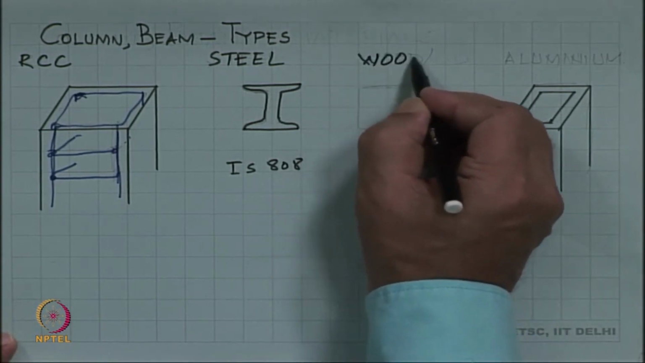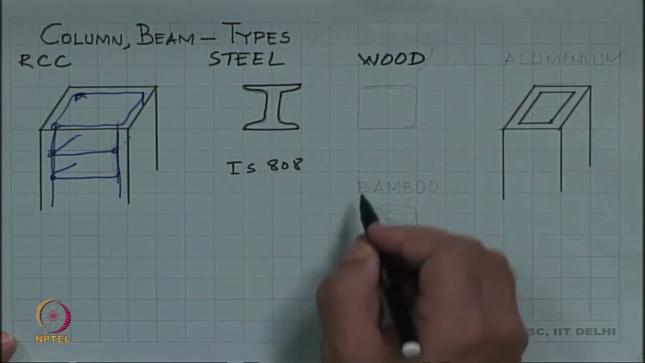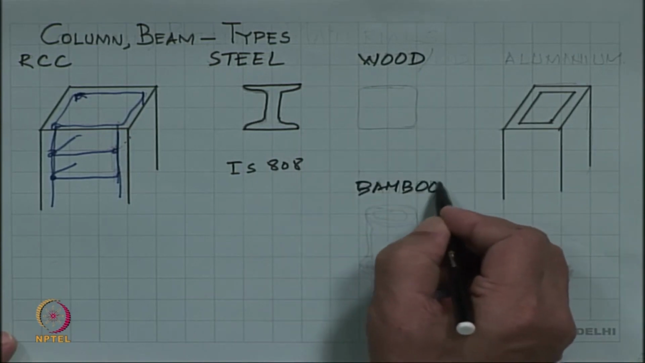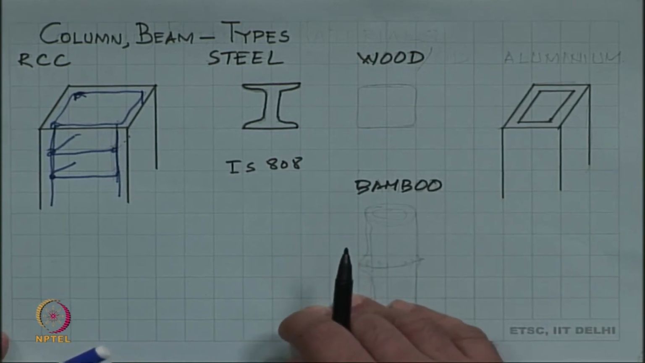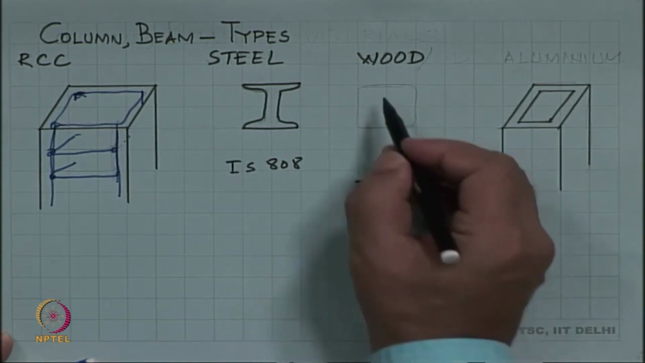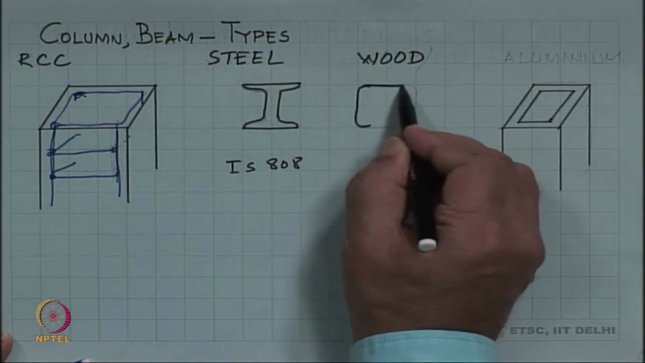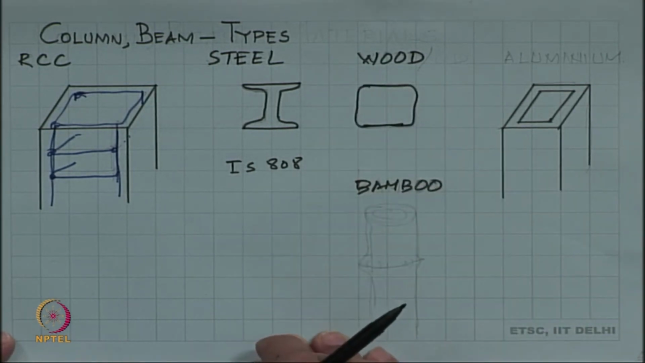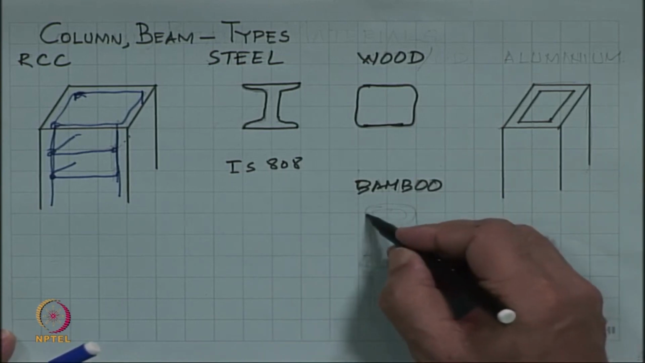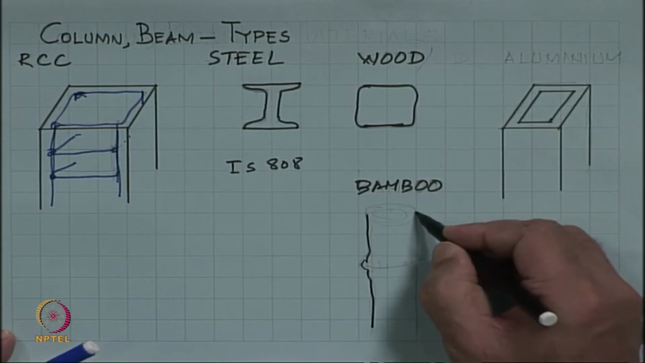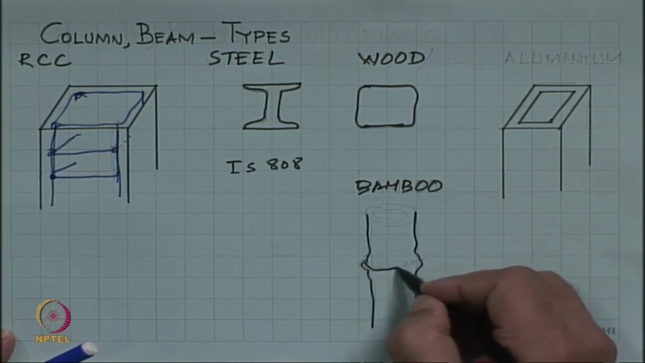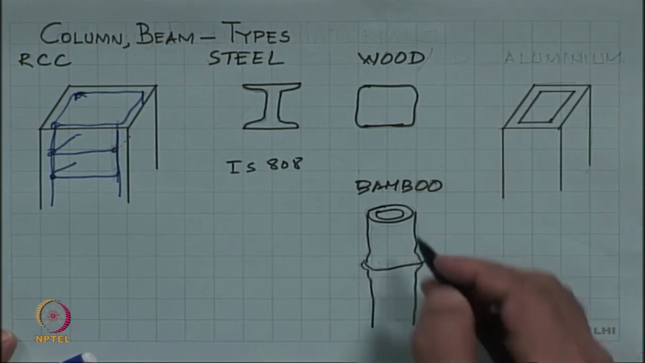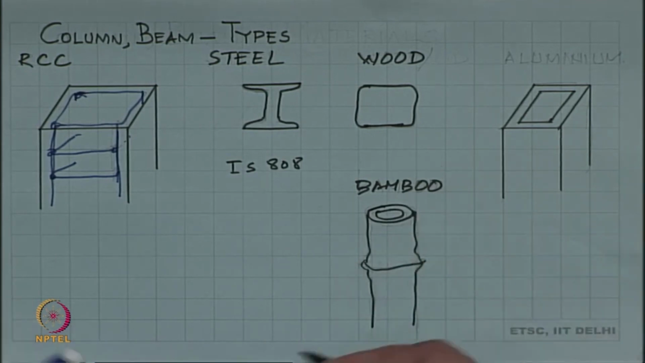In many cases the columns are made of wood, and in some cases, as in shamianas, even made of bamboo. So, the wood could have various cross sections. I am showing one over here. Bamboo is nothing but straight, and it has its knots in between, and this can be screwed to each other or tied to each other.